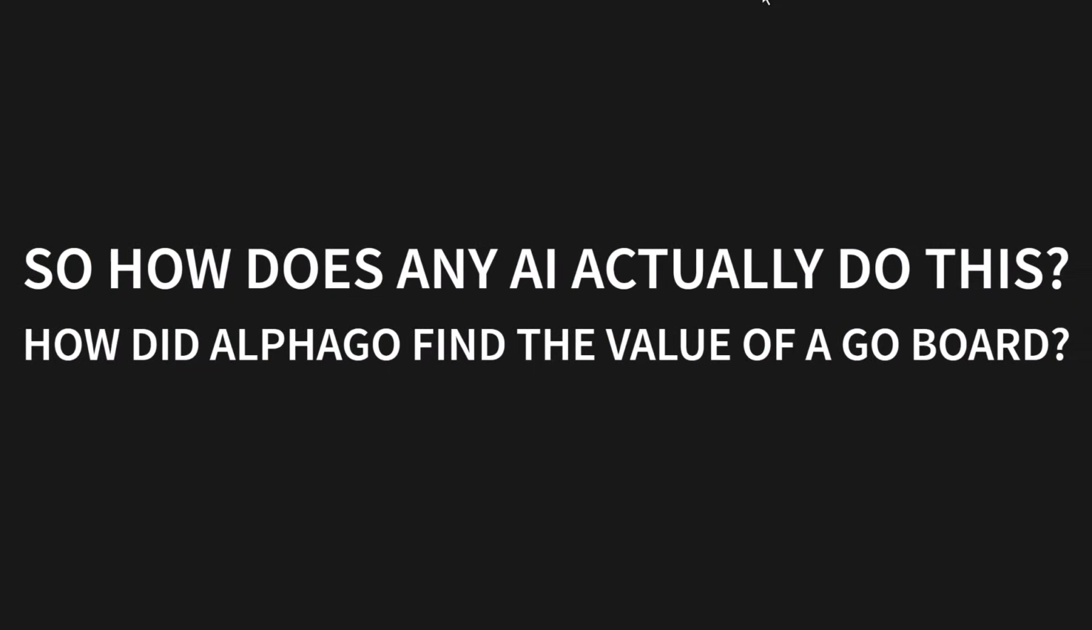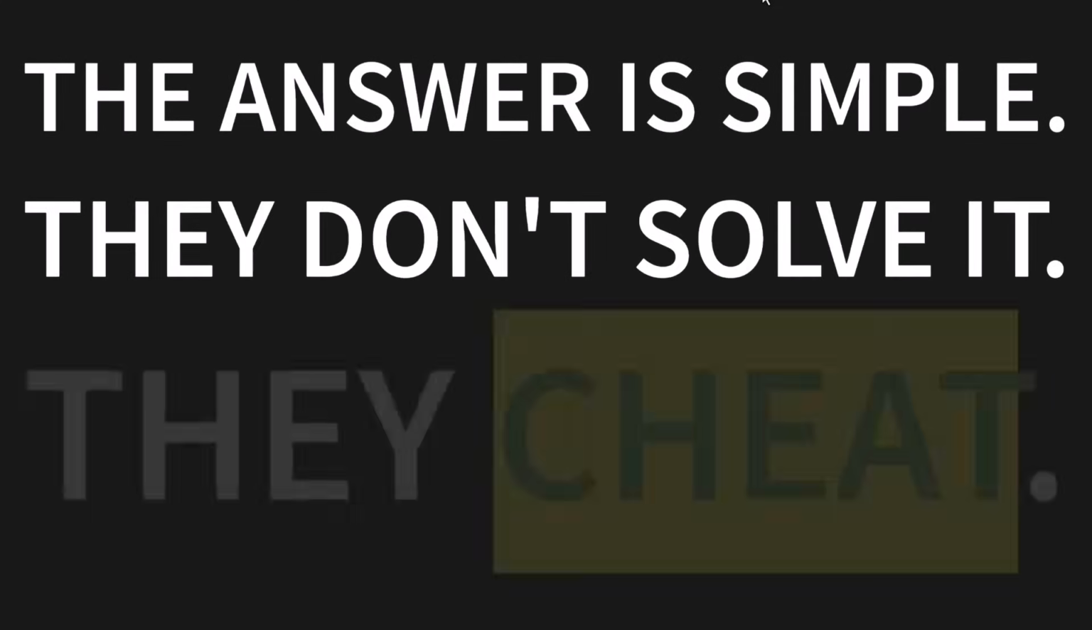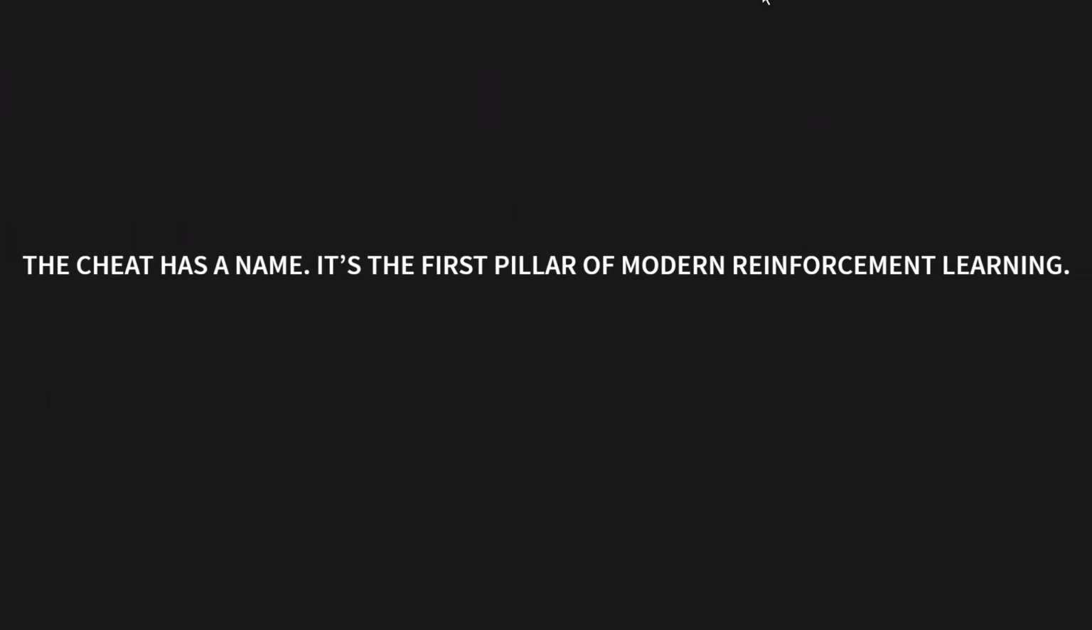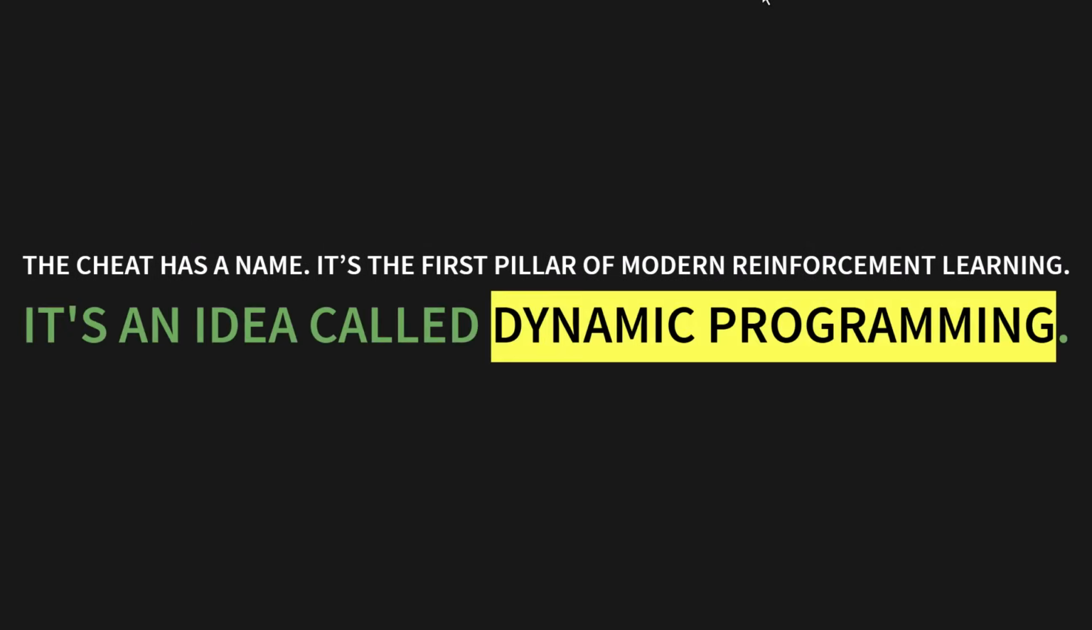How did AlphaGo find the value of a Go board? The answer is simple. They don't solve it. They cheat. They use a backdoor, a trick that sidesteps the impossible math of solving everything all at once. This cheat has a name. It's the first pillar of modern reinforcement learning. It's an idea called dynamic programming. And here's how it works.